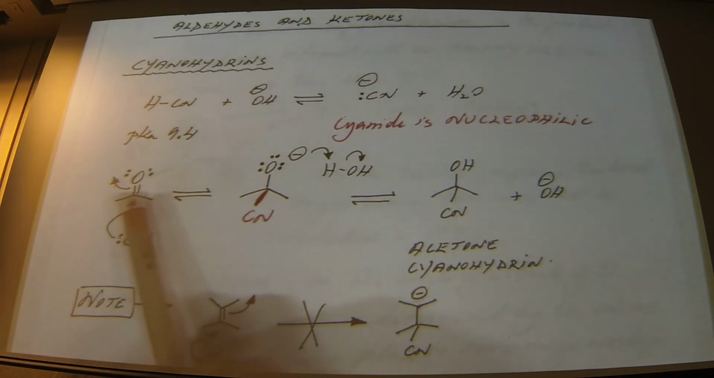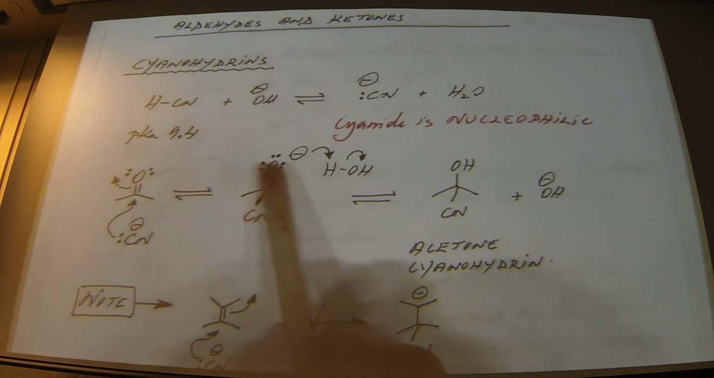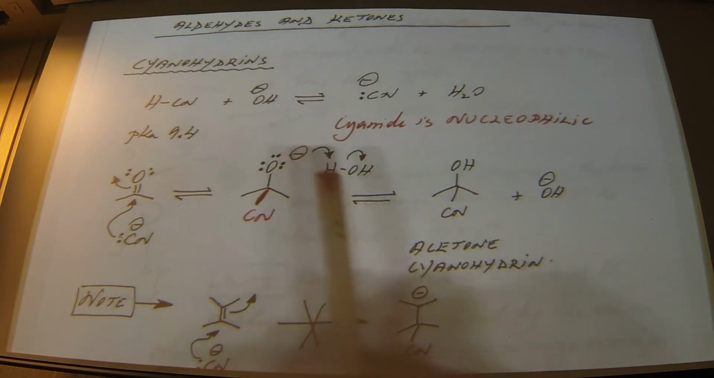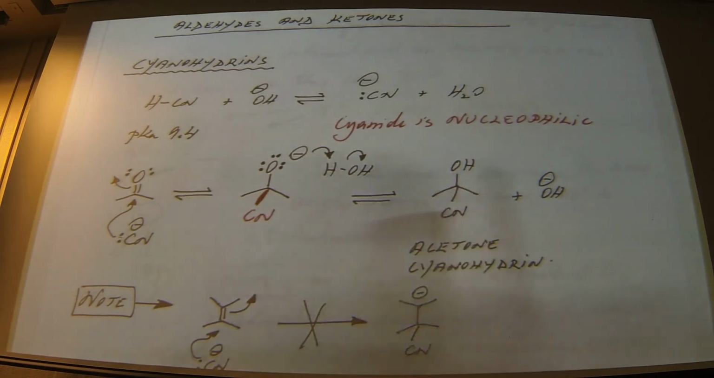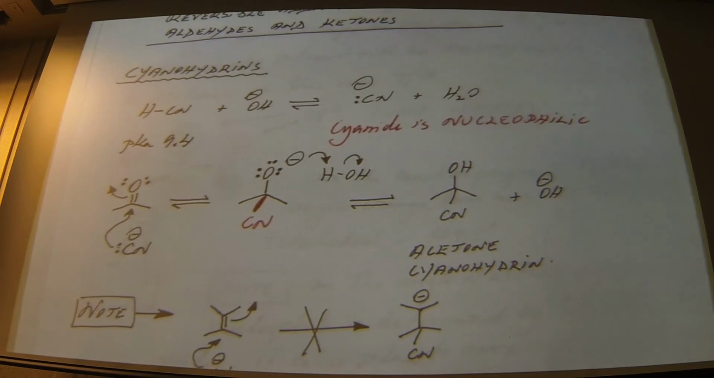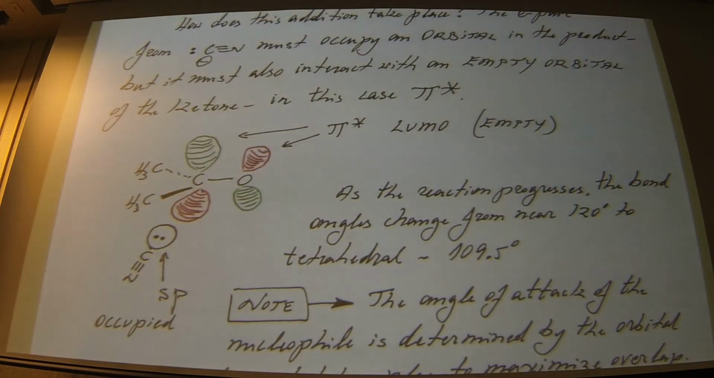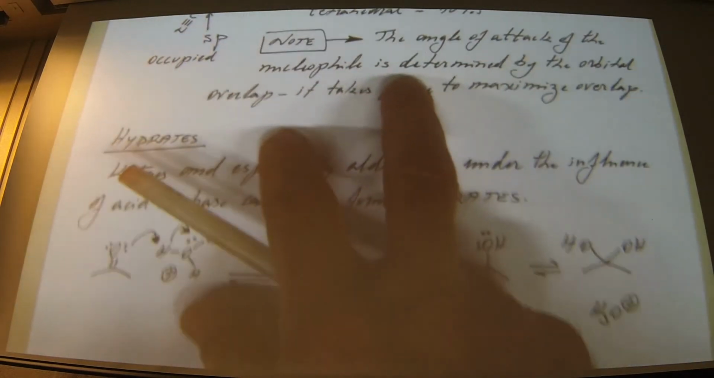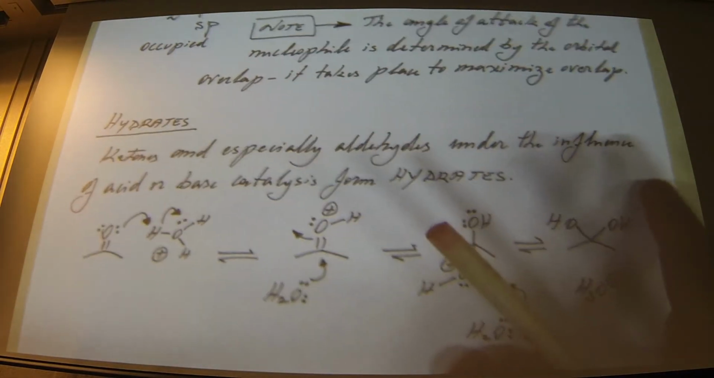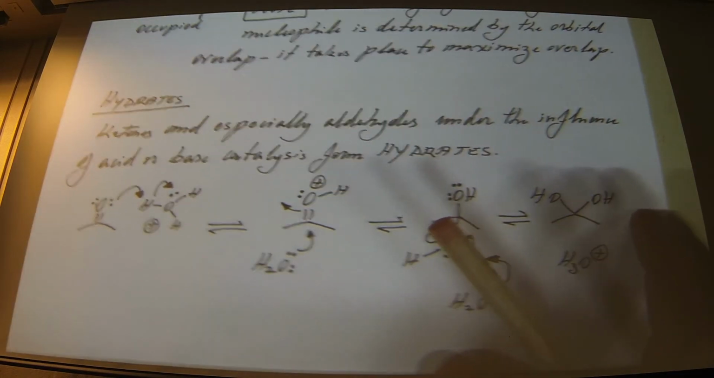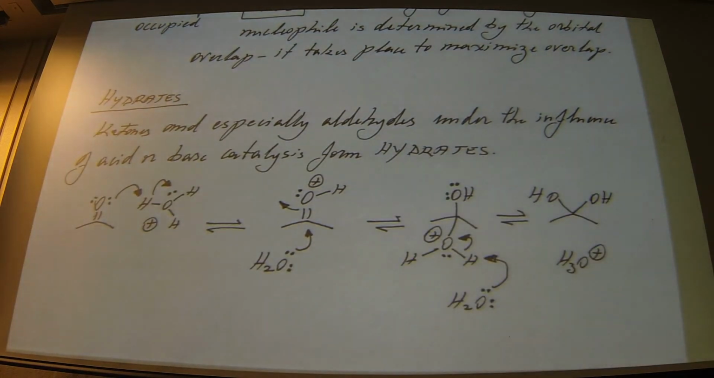That happens simultaneous with cleavage of the CO double bond and formation of a negative charge there. Proton transfer completes the process, and you end up with the cyanohydrin. Okay. So that's how you form a cyanohydrin. So, what other nucleophiles do we want to look at? Well, one that is maybe not the most exciting one is water.